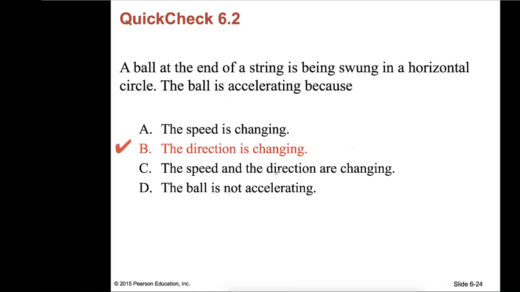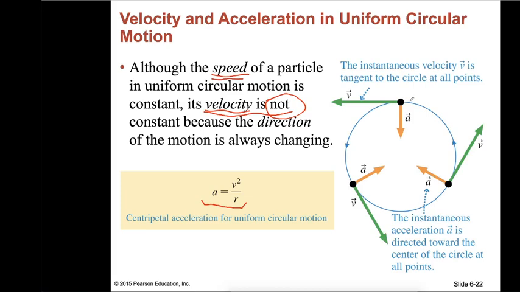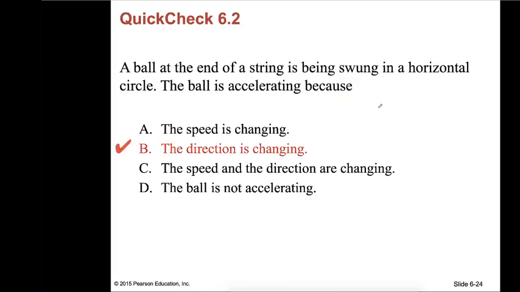Okay, so the answer is the direction is changing. This is the thing we discussed here. Even though the speed is constant, the velocity is always changing. So there needs to be an acceleration to change the velocity, and the velocity is changing simply because the direction is changing.